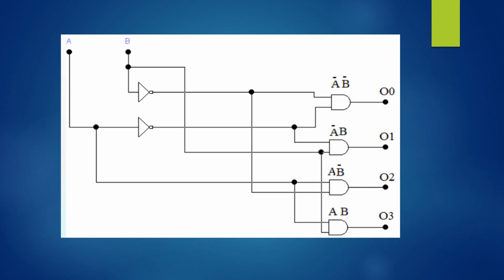Here the expressions we have formed are: A bar B bar is O0, A bar B is O1, A B bar is O2, and A B is O3.